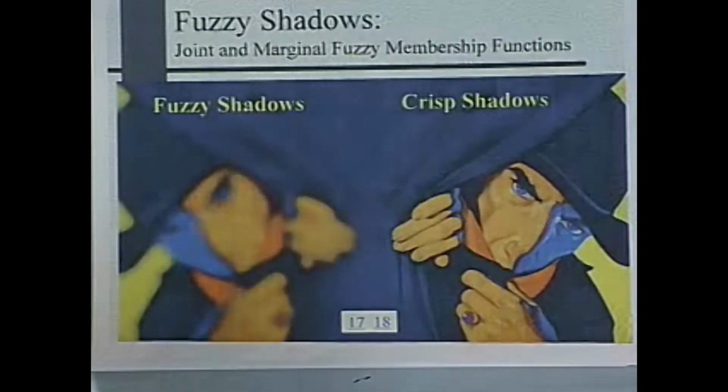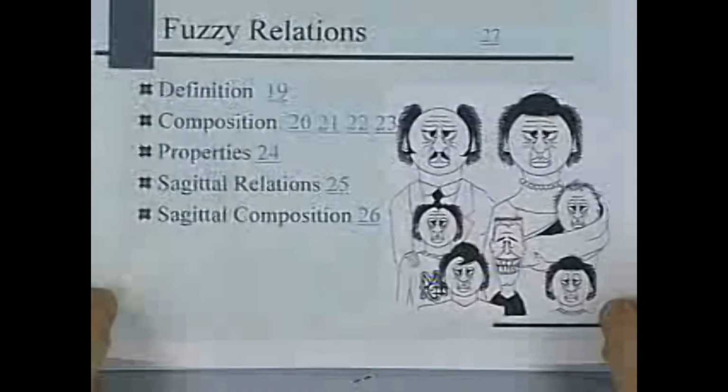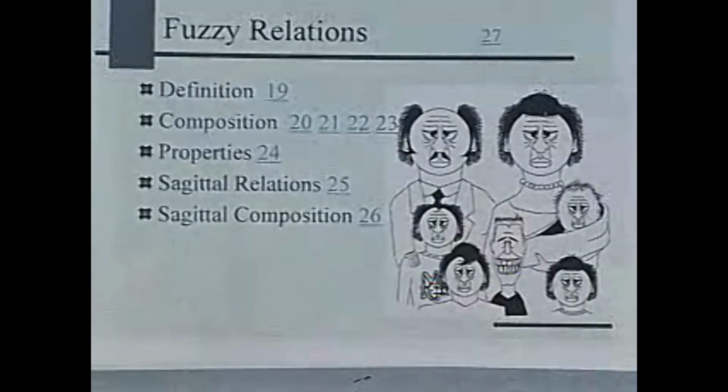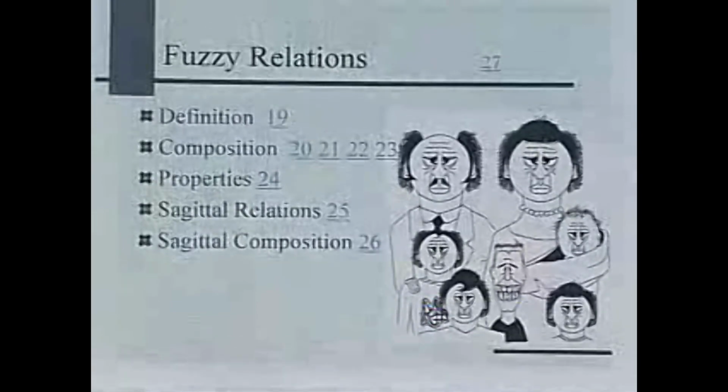Okay, the next thing I want to talk about is fuzzy relations. I want to talk first of all about the definition of fuzzy relation. A fuzzy relation in X is a fuzzy set on the product space, the Cartesian product X cross X.